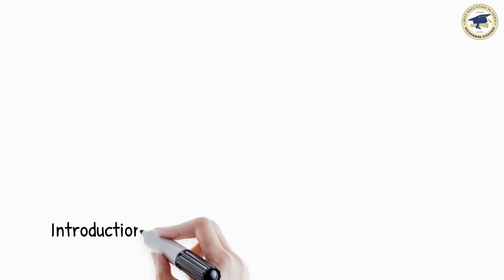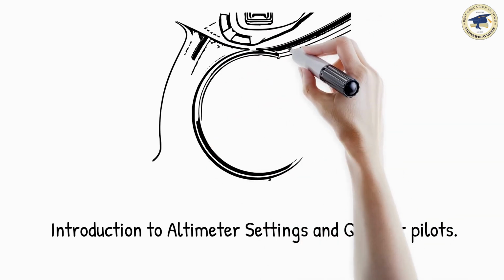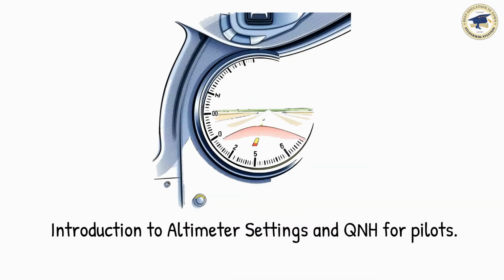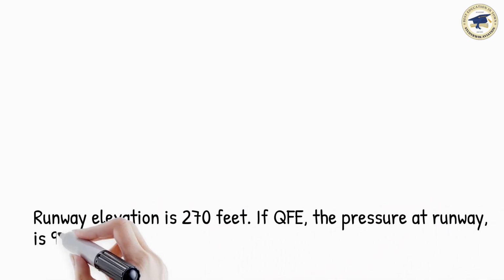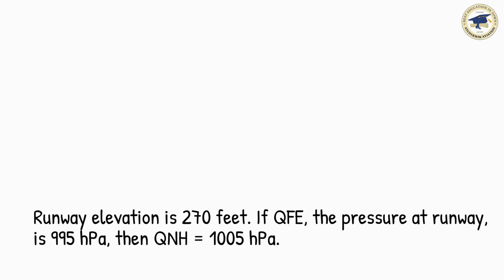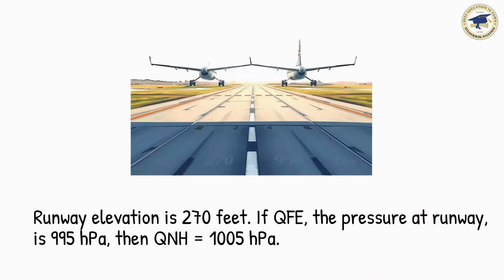Today we'll explore altimeter settings and density altitude, a topic every pilot must master. Let's start with QNH. QNH is the setting that makes the altimeter read the elevation of the airfield when you're on the ground. Example, runway elevation is 270 feet. If QFE, the pressure at runway, is 995 hectopascals, then QNH equals 1005 hectopascals.